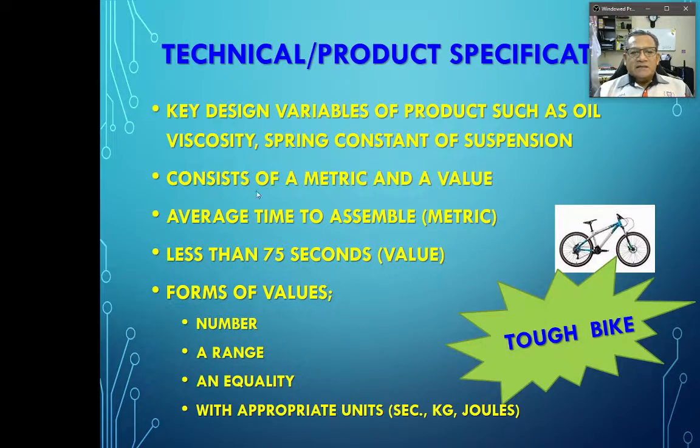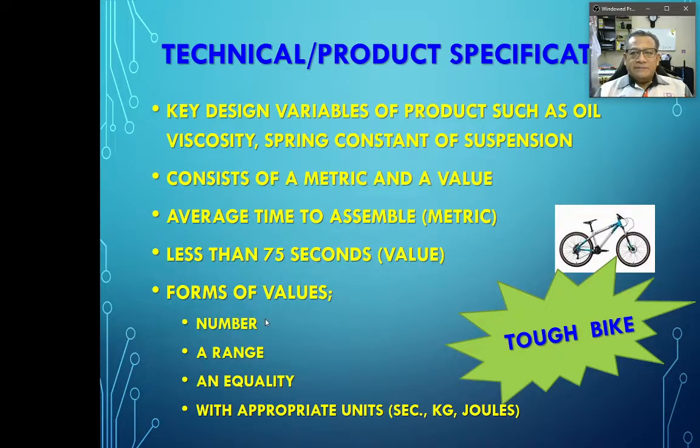And the technical and product specification must consist of metrics. So it is an actual measurement, or it could be a value, like 40 kilograms of force, and the average time to assemble maybe around 75 seconds, right? In order to assemble and disassemble the component. So it must be in a value, for example, 75 seconds, just slightly more than 1 minute to assemble, right?